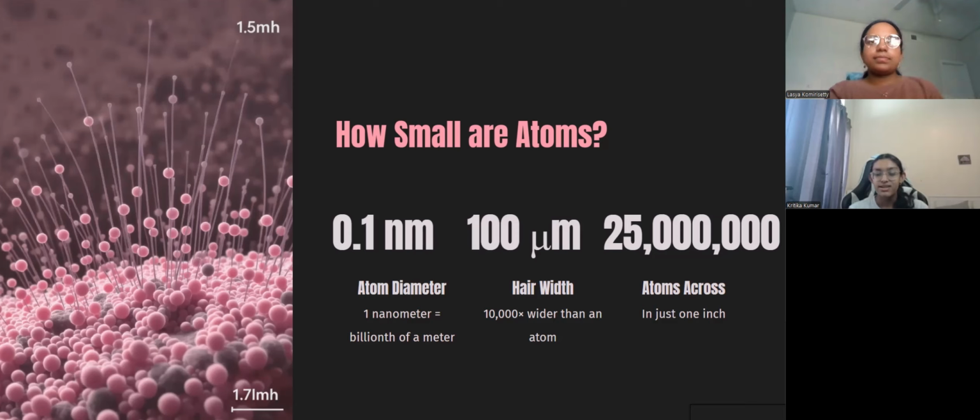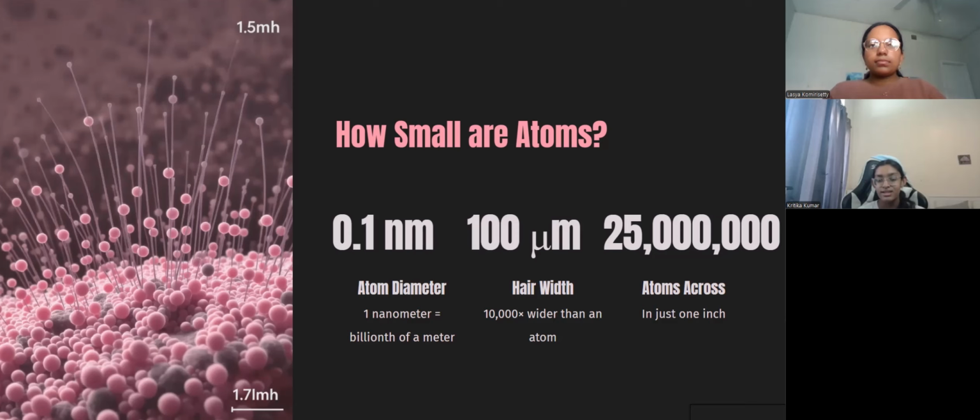Okay, so now let's talk about how small atoms really are. Let's start with an atom's diameter. An atom's diameter itself is 1 nanometer, and nano is a really small unit, about a billionth of a meter, and you know how big a meter is. Now think about a billionth of a meter. It's going to be really tiny. You're probably not going to be able to see it.